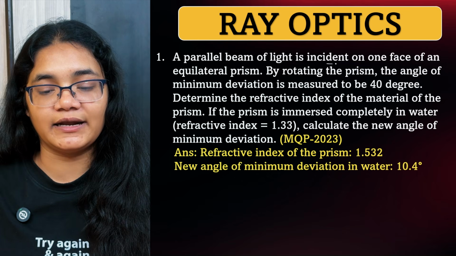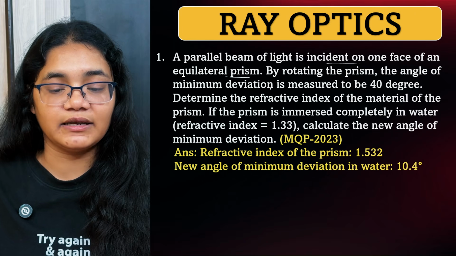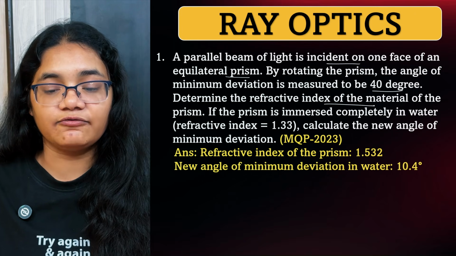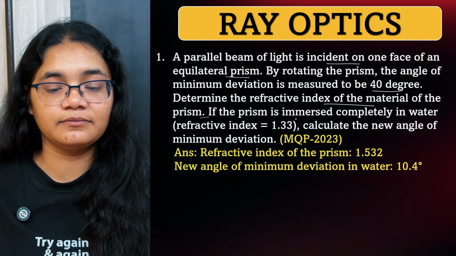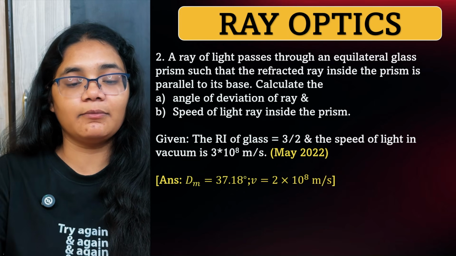A parallel beam of light is incident on one face of an equilateral prism. By rotating the prism, the angle of minimum deviation is measured to be 40 degree. Determine the refractive index of the material of the prism. If the prism is immersed completely in water, calculate the new angle of minimum deviation.